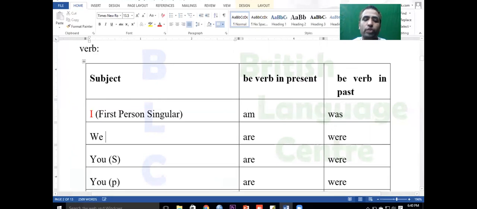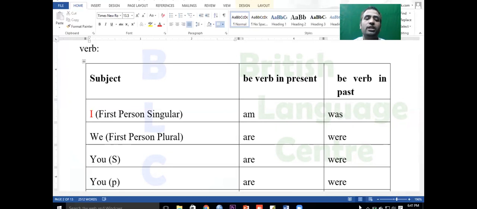Now let's move to first person plural. Here we are, we were. We are friends, we were enemies. We were lovers, boyfriend and girlfriend. We are husband and wife. So past and present: we were students, now we are doctors. This way we use the be verb in present and in past.